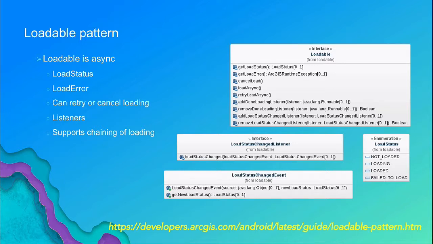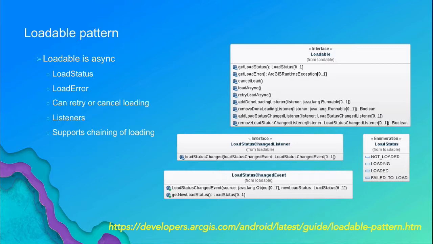When a remote resource failed to load, you can call get load error to get the error message and the cause of the failure. And the Loadable interface also provides a mechanism to allow you to retry loading a remote resource which failed to load before. Or you can also cancel loading of a resource if, say, you connect to a service which is too slow. And this Loadable interface also supports chaining of loading.